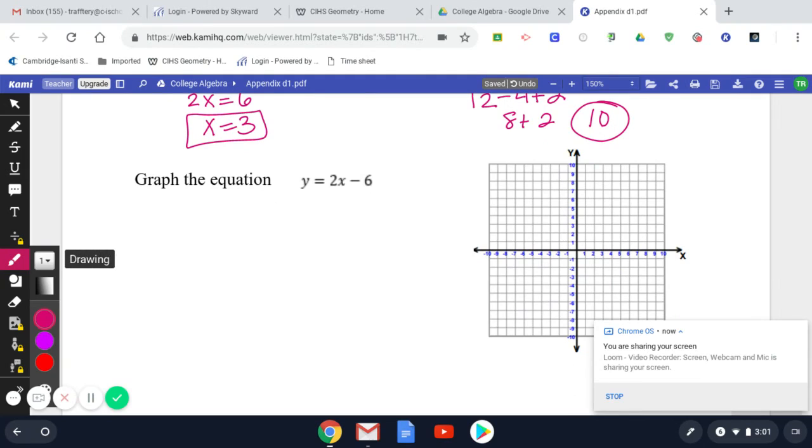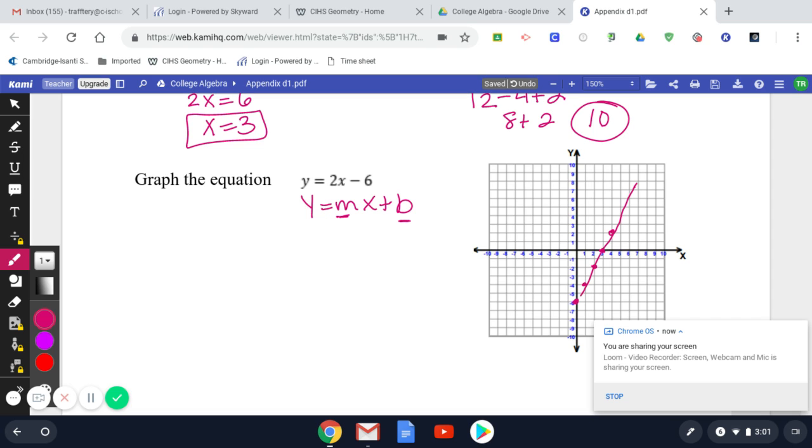To graph the equation, remember we have y equals mx plus b, where m is our slope and b is our y-intercept. So in our case, we're starting down at negative 6, and then our slope is 2, so we go up 2 over 1, up 2 over 1.